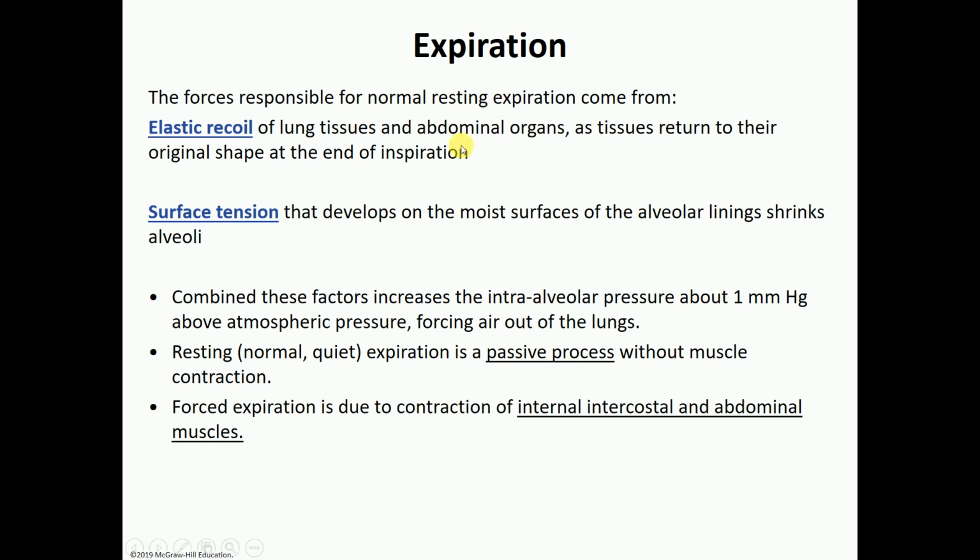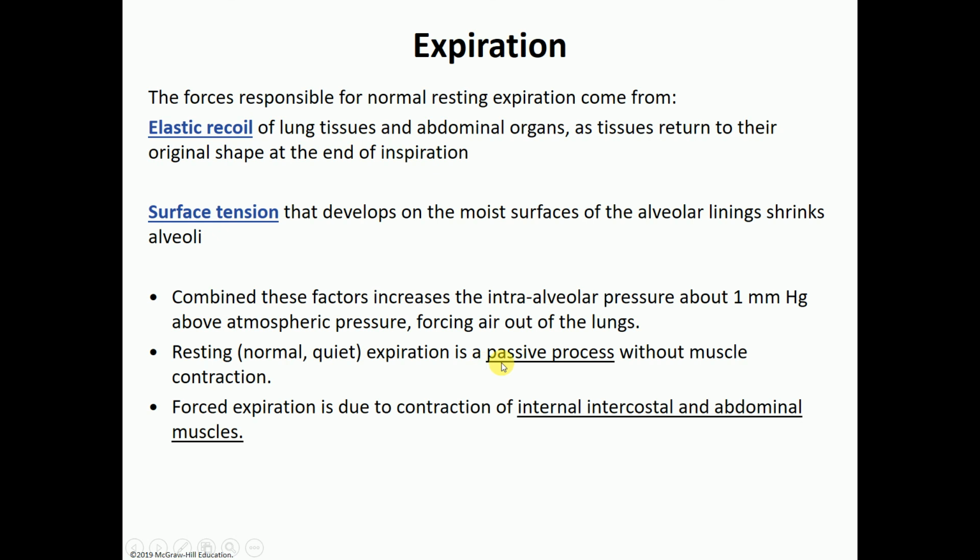And remember that surface tension also helps, as it always wants to collapse the alveoli. That helps in increasing the intra-alveolar pressure, pushing the air out. So the combination of these forces, the elastic recoil and surface tension at rest, are enough for us to exhale. Okay, both of these will increase the intra-alveolar pressure above the atmospheric pressure by about only 1 millimeter mercury, and that pushes or forces the air out of the lungs.